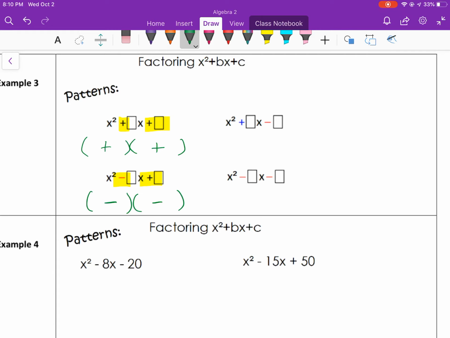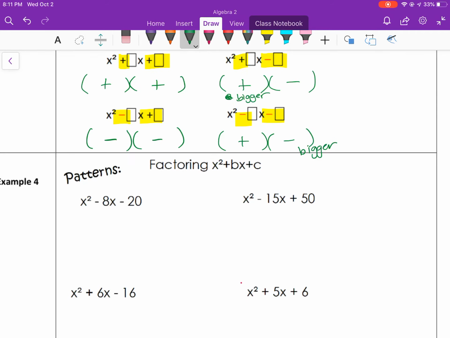Two negatives make a positive product, but it adds up to a negative number, so your factors must be negative. And then you have the other cases, like if it multiplies to something negative but adds up to a positive number, then you're going to have one positive and one negative. If it adds up to a positive, then the positive one is the bigger factor. If it multiplies to a negative and adds up to a negative, then one of each, but the negative factor is the bigger one. So that might be a little confusing just without numbers.